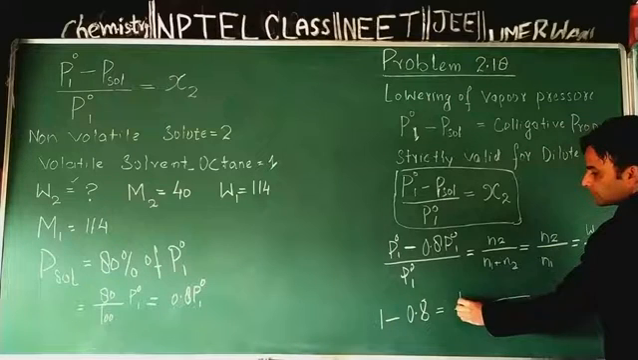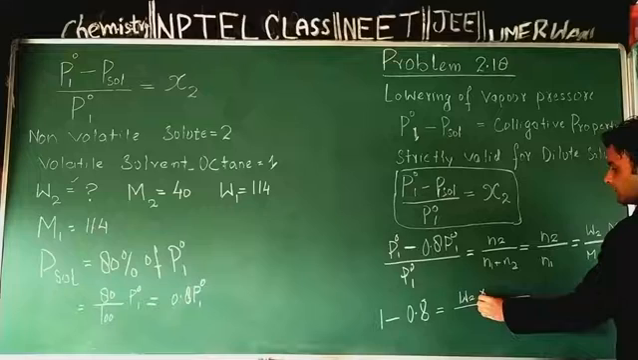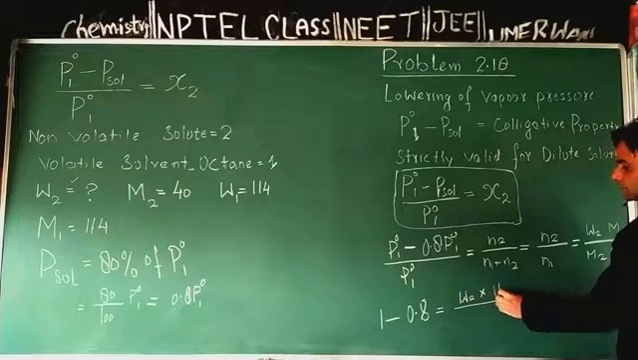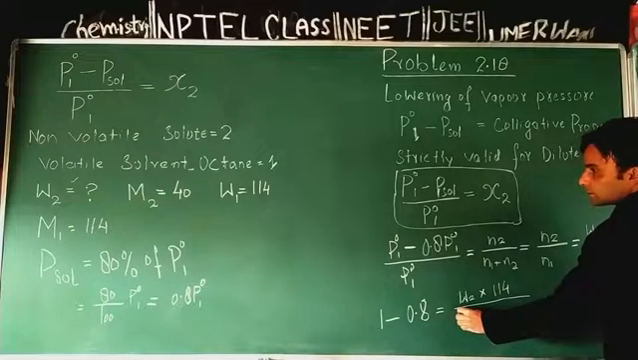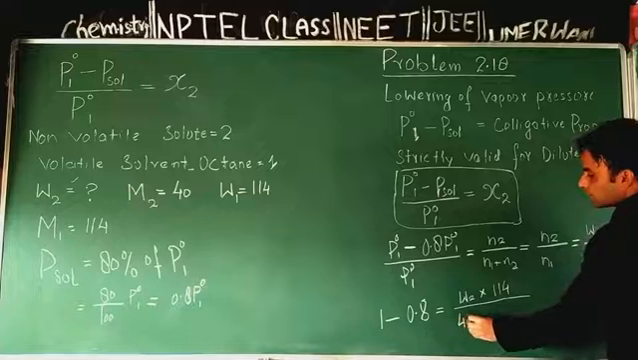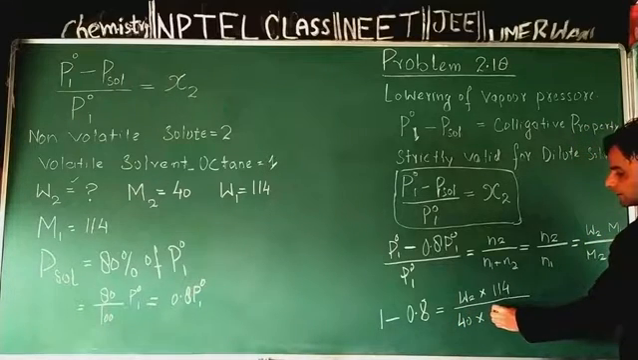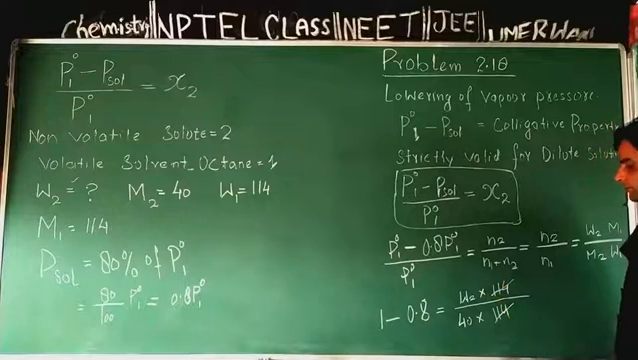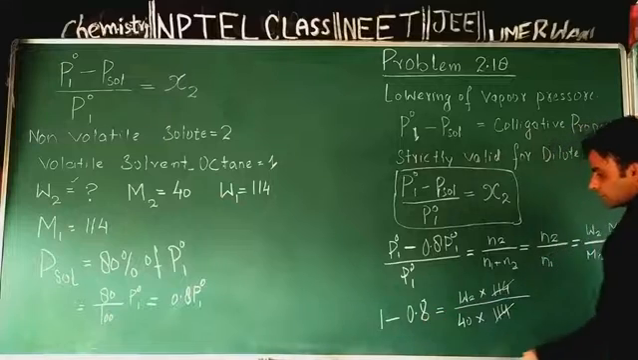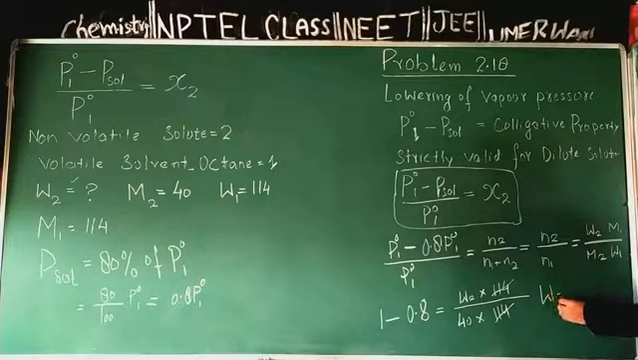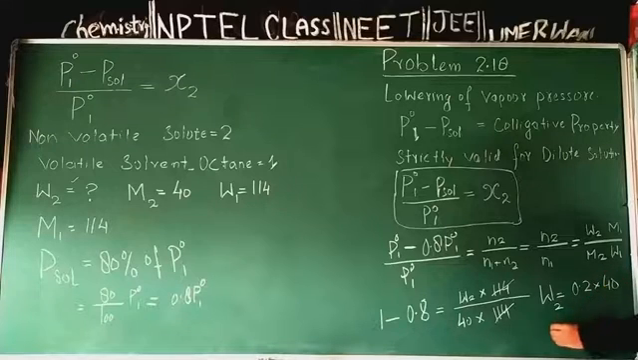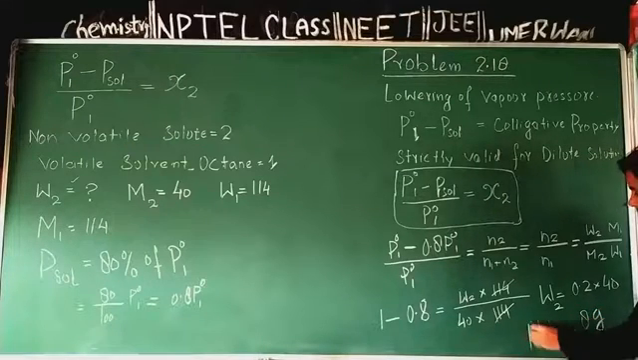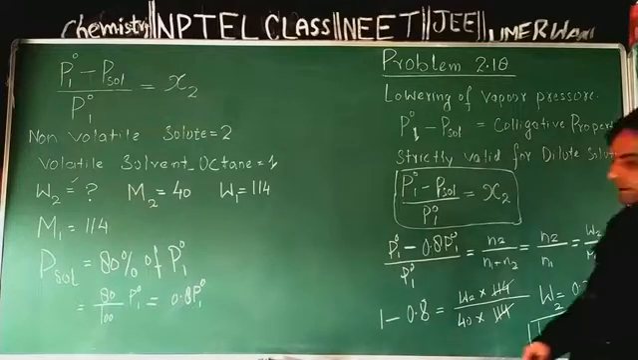W2 I need to calculate. M1 is given, the molar mass of octane, that is 114. M2 is given, 40, and W1 is also given, 114. 114 and 114 will get cancelled. Here it will come 0.2 equals W2 divided by 40. So W2 will be equal to 0.2 multiplied by 40, and W2 will come equal to 8 grams. So the answer to this problem is 8 grams.